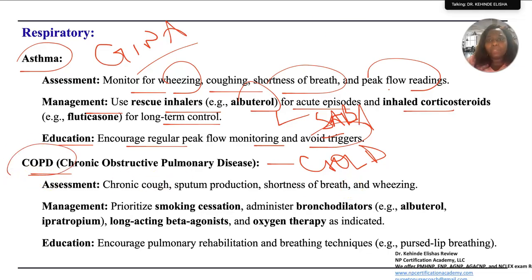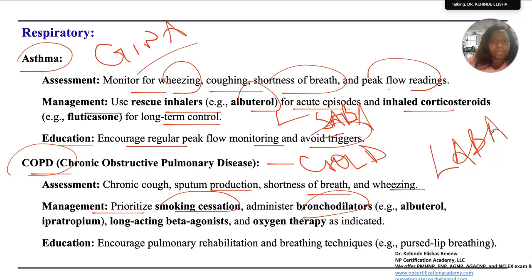What about COPD? COPD is called what? Chronic obstructive pulmonary disease. And how do you assess when somebody has COPD? You want to see: do they have a chronic cough? Are they having sputum production? Do they have any shortness of breath? Are they wheezing? You want to manage by telling them they've got to stop smoking so this doesn't progress. You may also want to administer bronchodilators like albuterol, ipratropium, and long-acting beta agonists, called LABA. When you hear LABA, it means long-acting beta agonist. Does it make sense? Then oxygen therapy, as indicated, and you want to educate the patient.